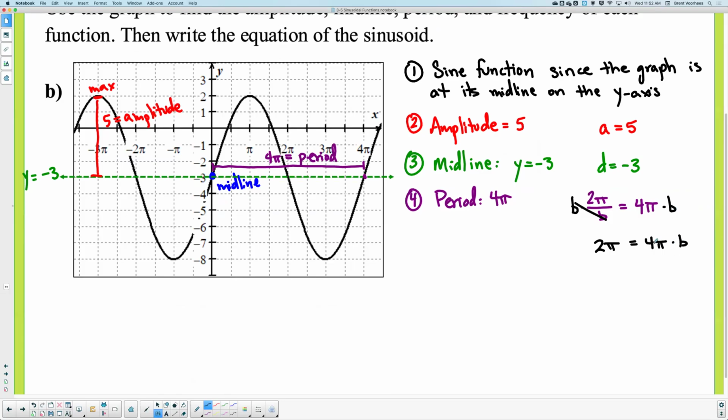Last step, how do you get B all by itself? Divide by 4 pi. And now we will know what our B is. We have B by itself. Pi's will cancel. What's 2 divided by 4? 2 divided by 4 is not 2, it's 1/2. Our B value will be 1/2.